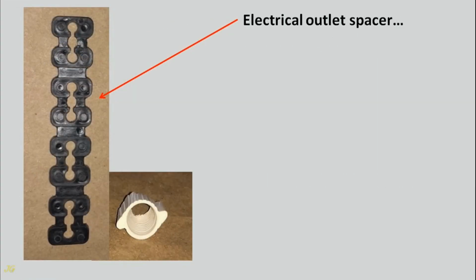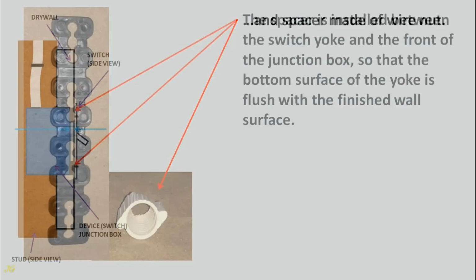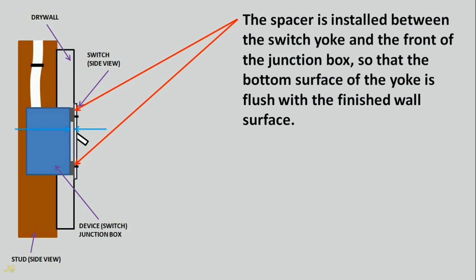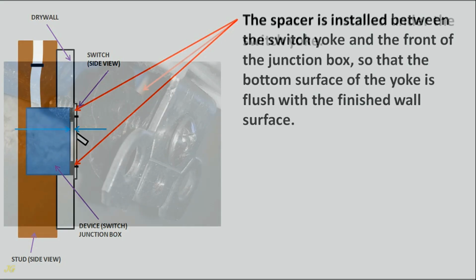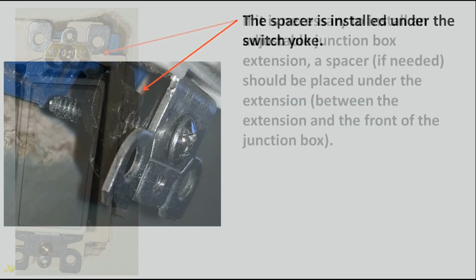Electrical outlet spacer and spacer made of wire nut. The spacer is installed between the switch yoke and the front of the junction box, so that the bottom surface of the yoke is flush with the finished wall surface. The spacer is installed under the switch yoke.